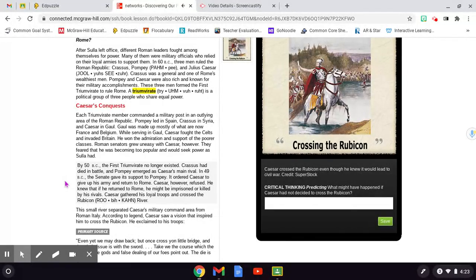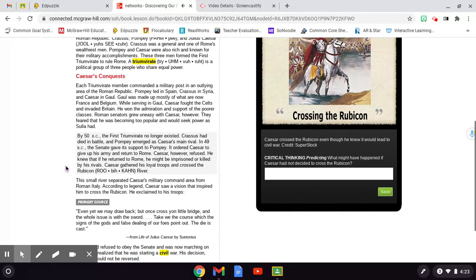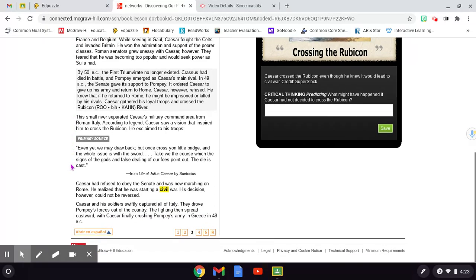Caesar, however, refused. He knew that if he returned to Rome, he might be imprisoned or killed by his rivals. Caesar gathered his loyal troops and crossed the Rubicon River. This small river separated Caesar's military command area from Roman Italy. According to legend, Caesar saw a vision that inspired him to cross the Rubicon.